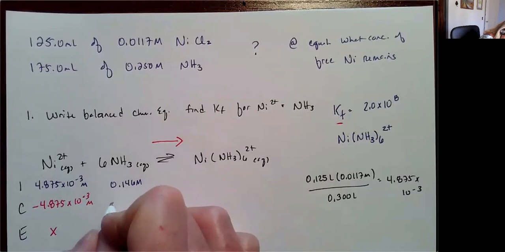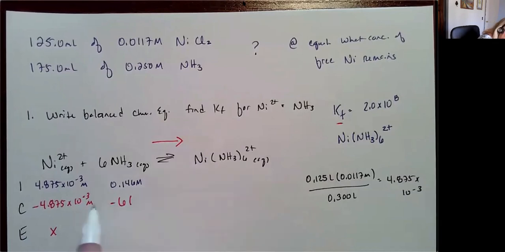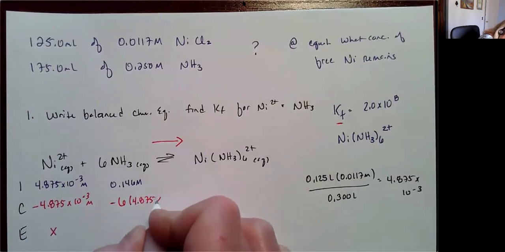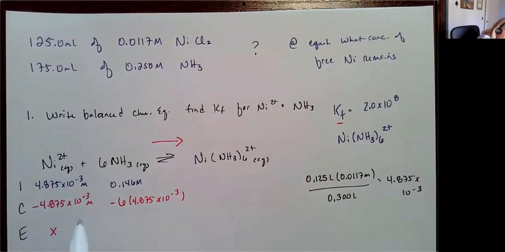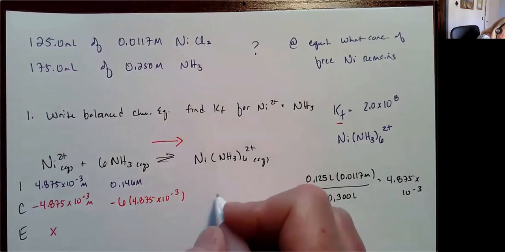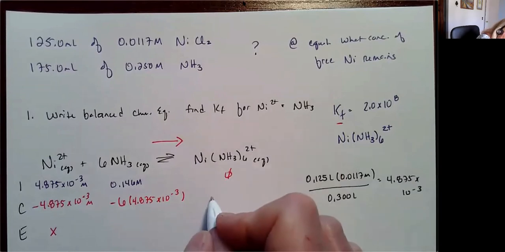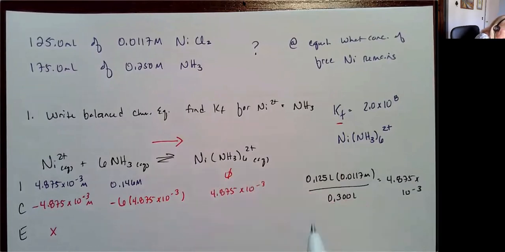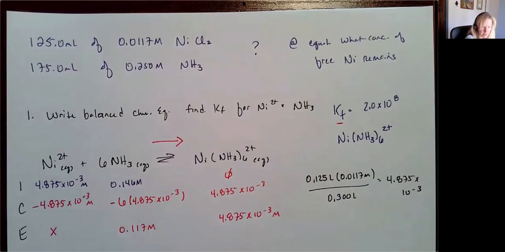I'm going to put that as X. This is going to be 6 times my concentration of my least amount here. So there's much less nickel than there is ammonia, so this is going to limit the reaction. So my change here is going to be 6 times this amount, and then my increase over here is that amount. So this is going to limit my change here. This becomes 0.117 molar, and this just is. So I don't give this a 0.